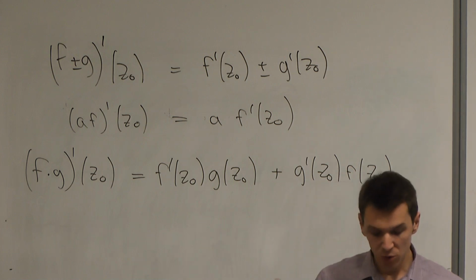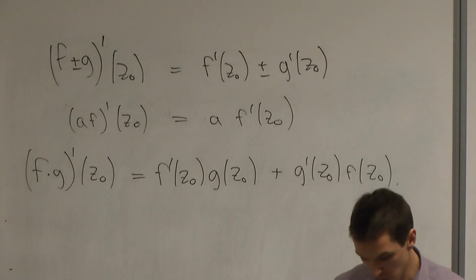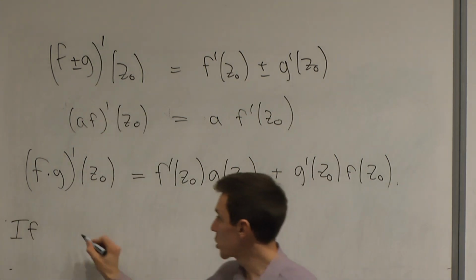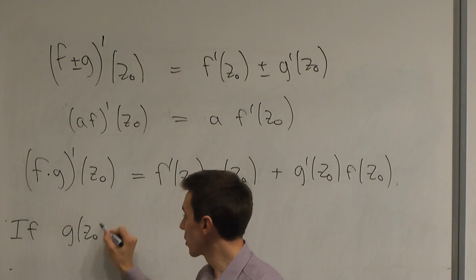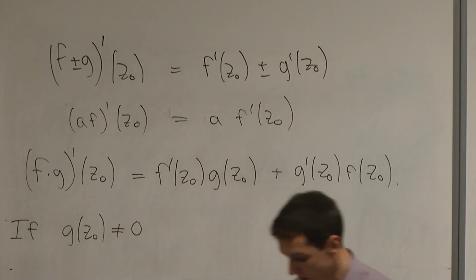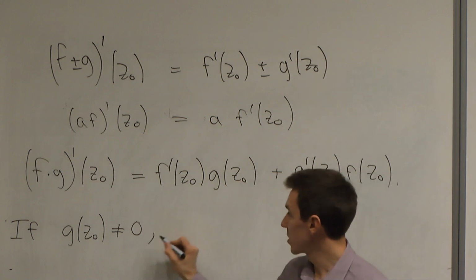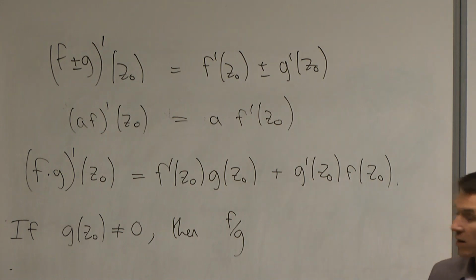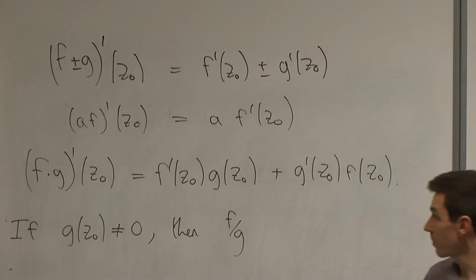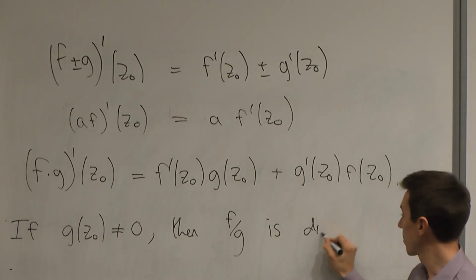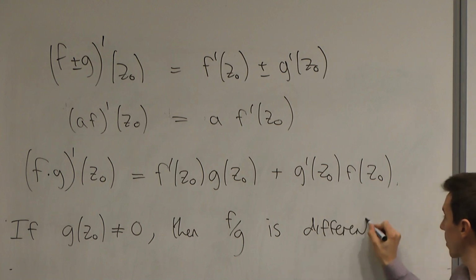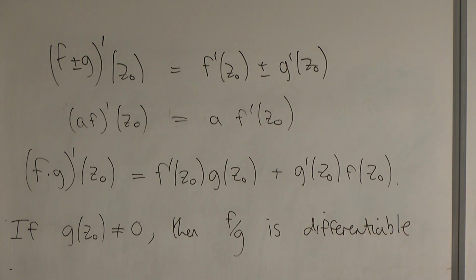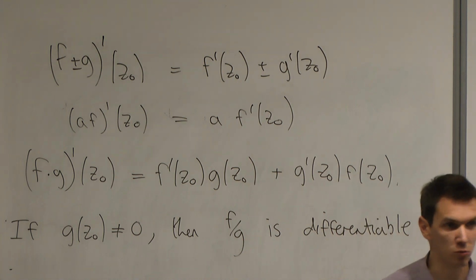What about then the derivative of a quotient? Again, we have a similar result. So let's look at this next. But we must ensure that the function we're dividing by is not 0. So if this is the case, then the quotient is differentiable. Okay? And we have the following result, which is an analog of the quotient rule.